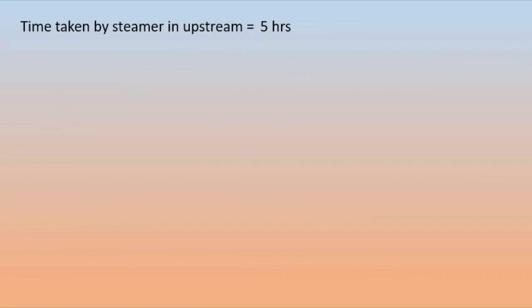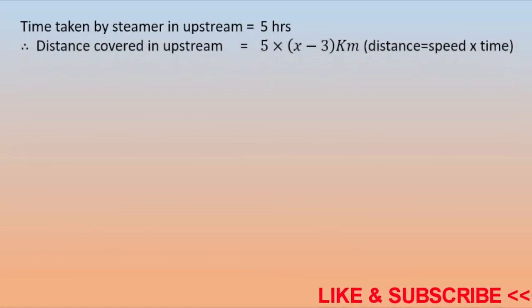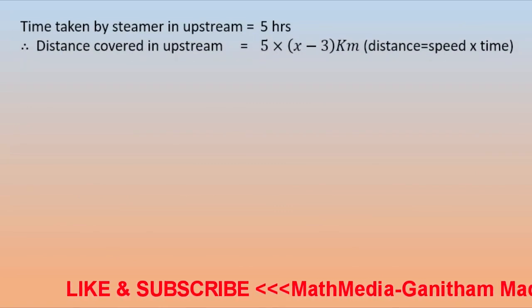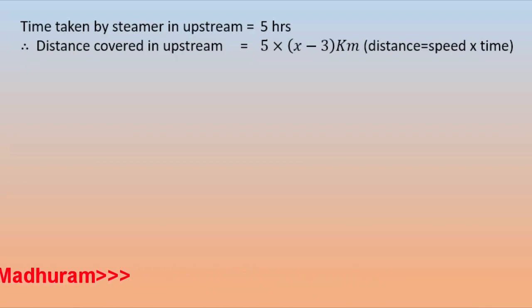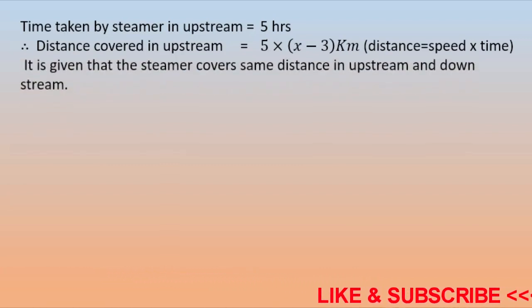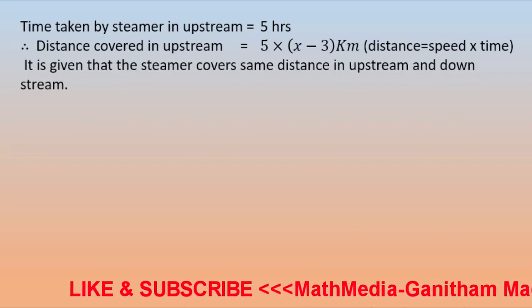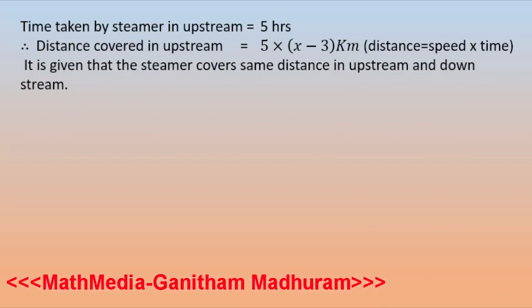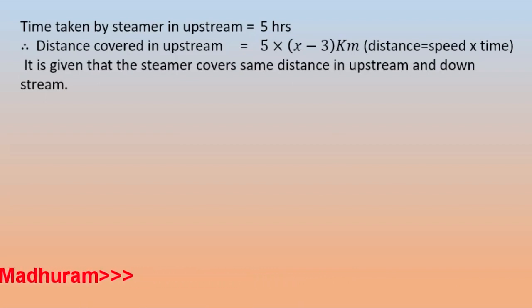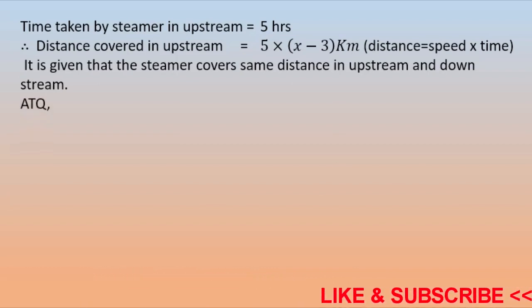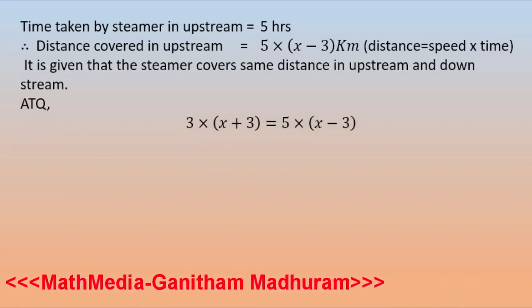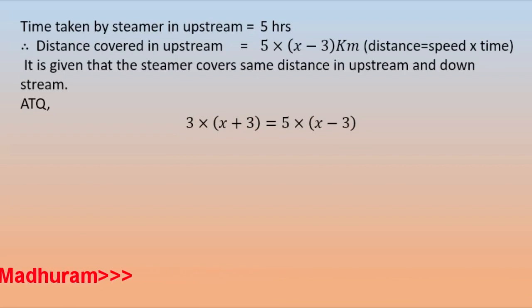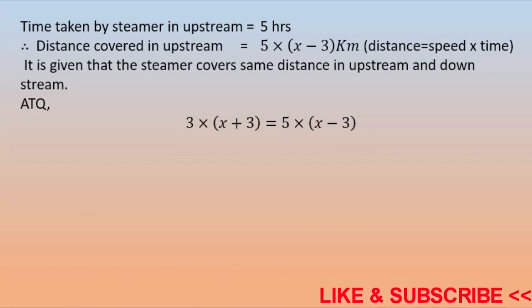Time taken by steamer in upstream equals 5 hours. So the distance covered in upstream equals 5 multiplied by x minus 3 kilometers. It is given that the steamer covers the same distance in upstream and downstream. So according to the question we can write 3 into x plus 3 equals 5 into x minus 3.